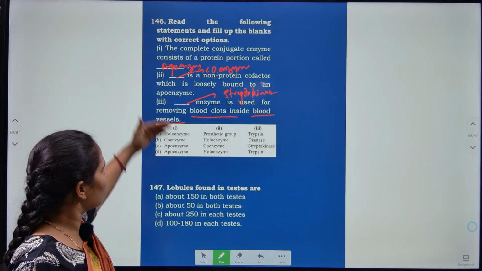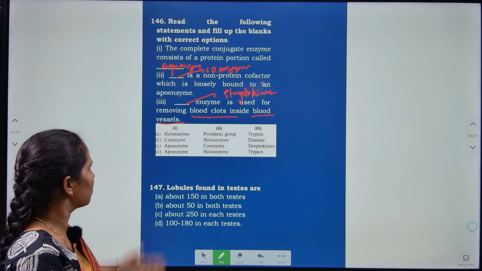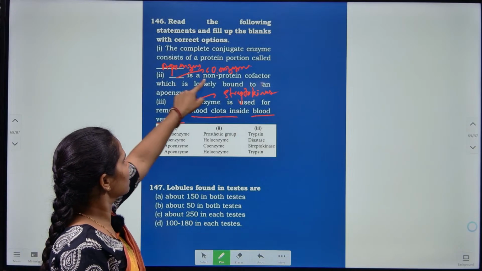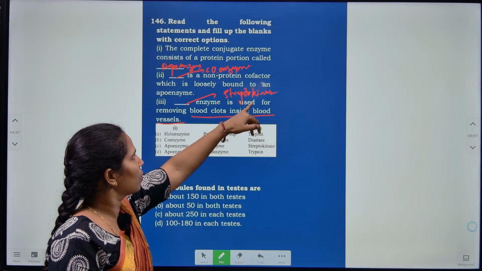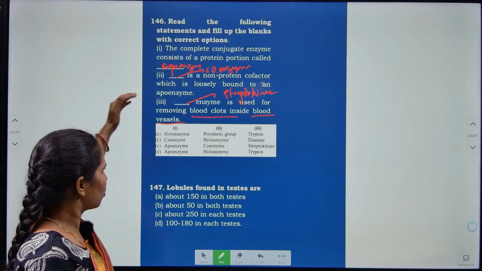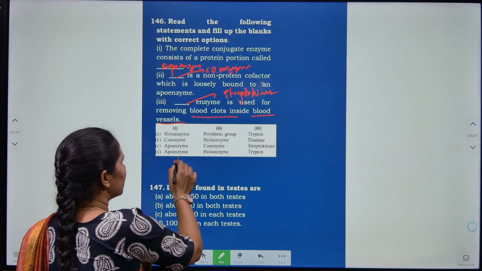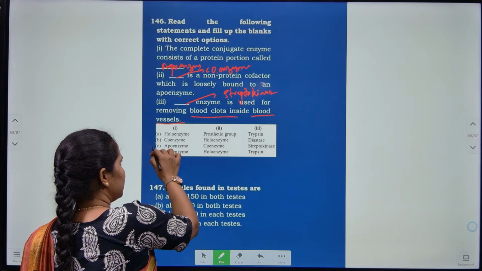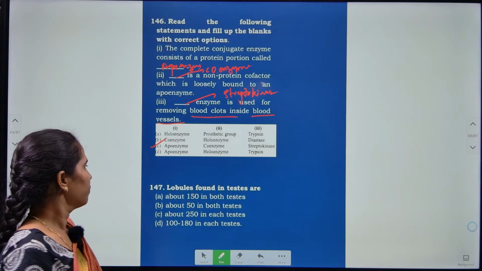So if you go along with this, match the following or fill in the blanks here. The first one is apoenzyme, the second one is coenzyme, and the third one is streptokinase here. So according to this, the right option is option C here.